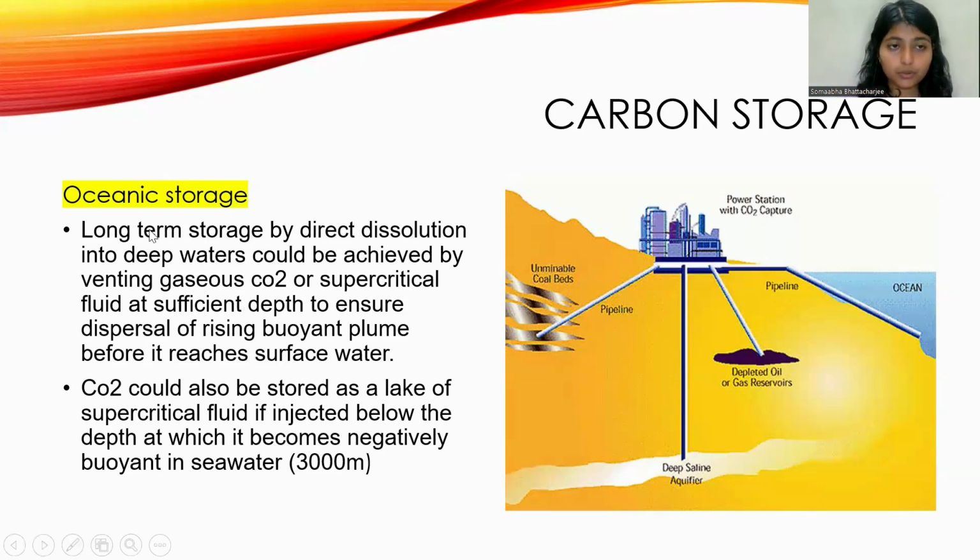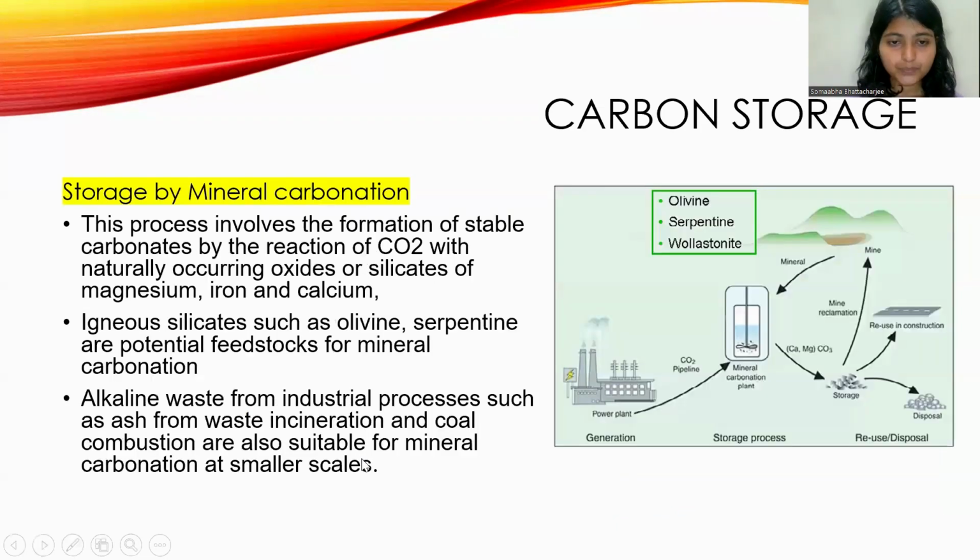So talking about oceanic storage, long-term storage by direct dissolution into deep waters could be achieved by venting out gaseous carbon dioxide or supercritical fluid at sufficient depth, so that the dispersal of the rising buoyant plume is achieved before it reaches the surface water. And carbon dioxide can also be stored as a lake of supercritical fluid, injected below the depth at which it becomes negatively buoyant in seawater, which means that it can be stored as supercritical fluid at a depth below 3000 meters below sea level.